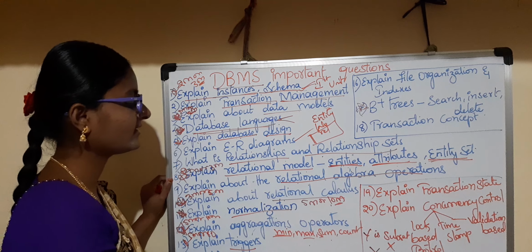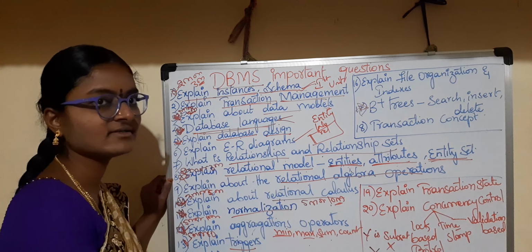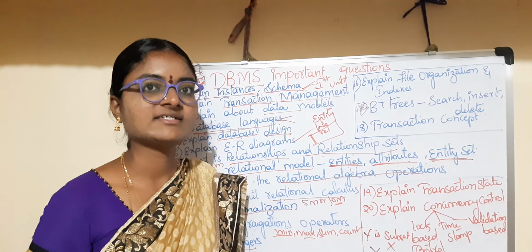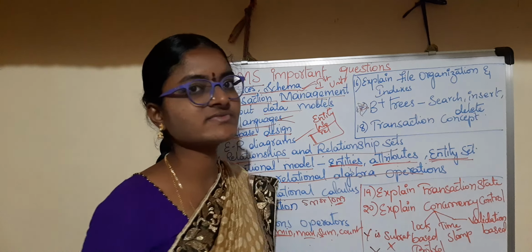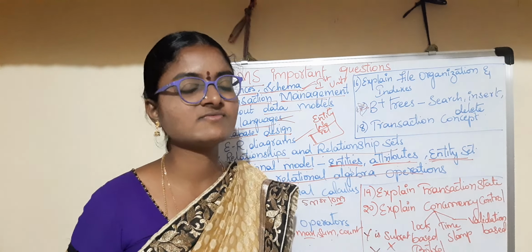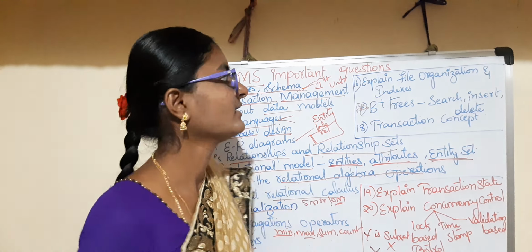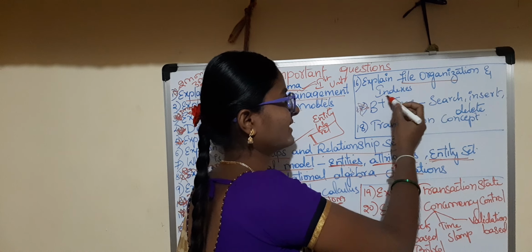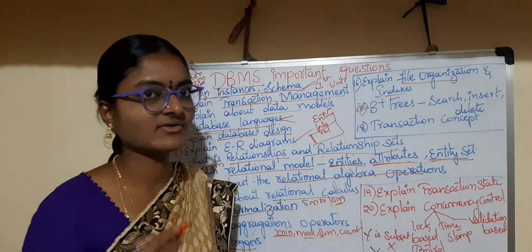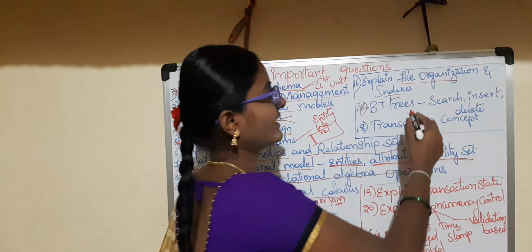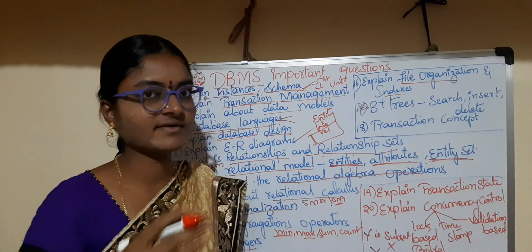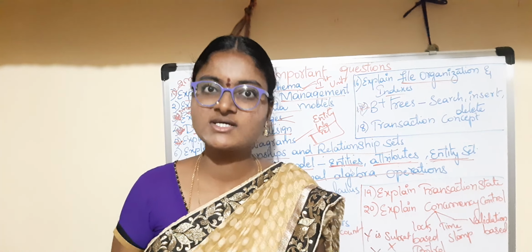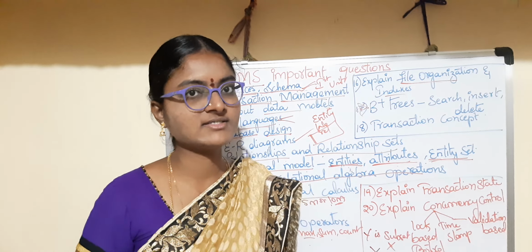Next is explain null values. Explain null values means you should not have any values in that particular SQL. Next, SQL stands for Structured Query Language. In this we will use the queries. Next one is explain file organization and indexes. In the last video I explained what file organization is. It is a method of arranging the file records in the external storage, which is called file organization.